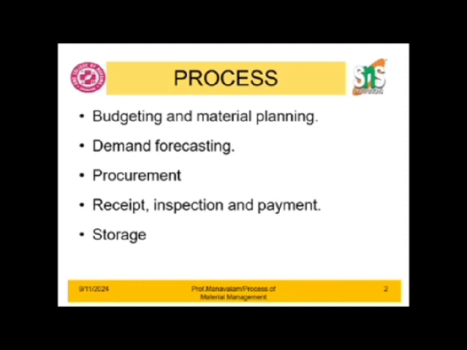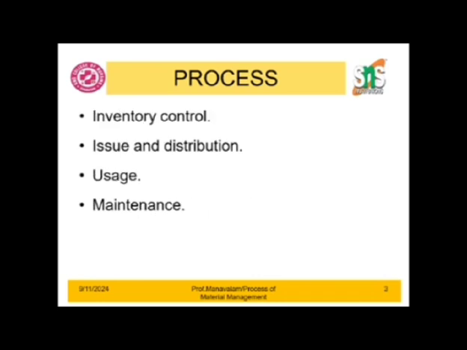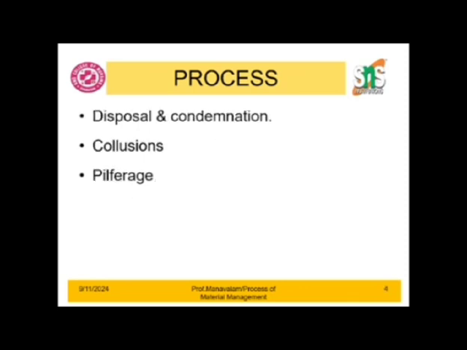Second one is demand forecasting, procurement, receipt inspection and payment, storage, inventory control, followed by issue and distribution, usage, maintenance, disposal and contamination, collusions, filtrage. So these are the steps of the process of material management. Next we will see one by one in detail.